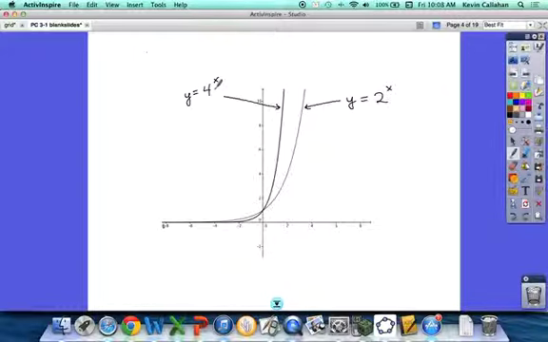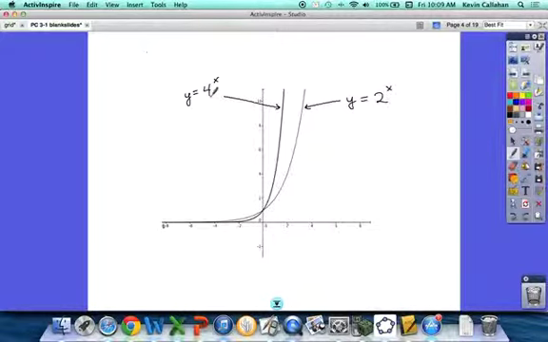I mean, this basic shape is still the same. The y-intercept is still 1. It still cannot touch the x-axis, so it has an asymptote at y equals 0. The domain is all real numbers. The range is y greater than 0. It's always increasing. So whatever the base is, as long as it's greater than 1, for all practical purposes, it's pretty much the same.